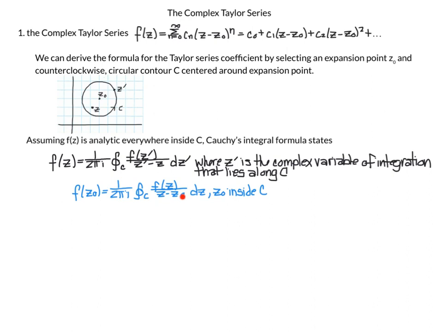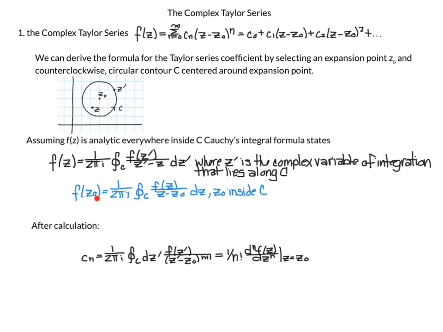So we need another variable for z naught, and in this chapter in your book, instead of z naught, we use z, which means this z here needs a different notation, so we use z prime. So z prime is not the derivative, but it's the complex variable of integration that lies along C. So it basically replaces this z here in the formula.